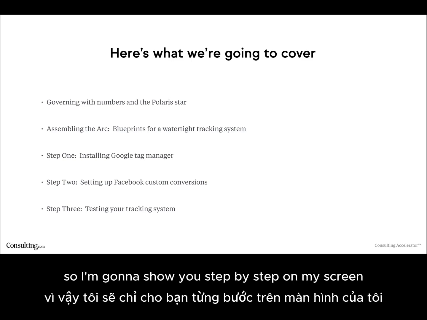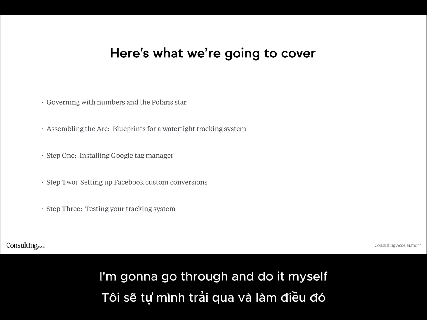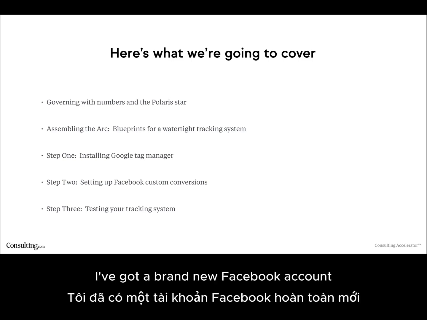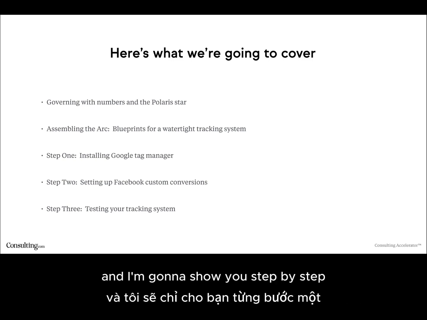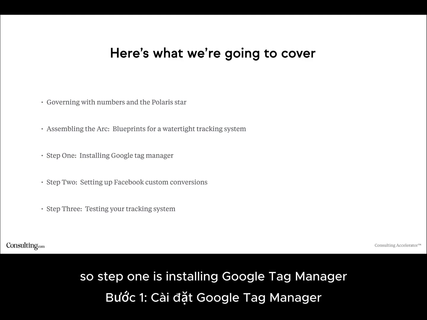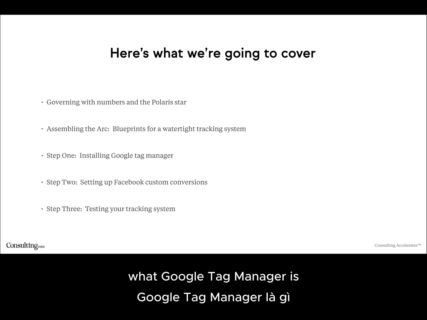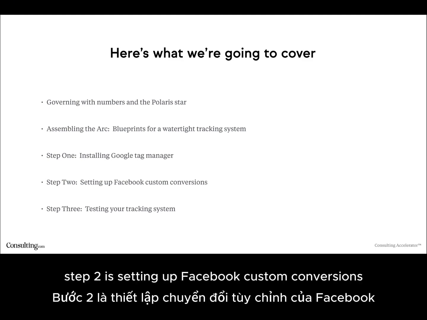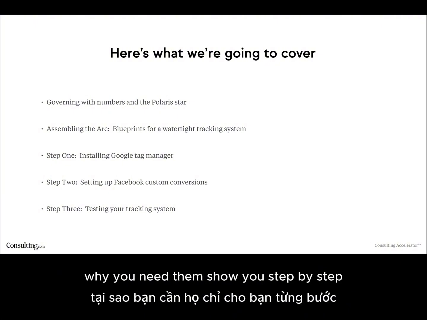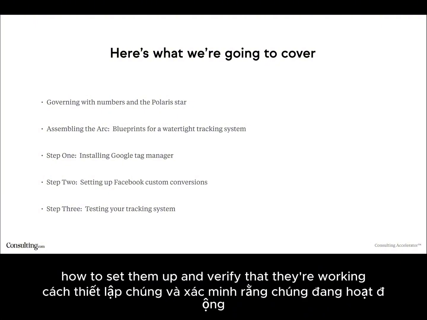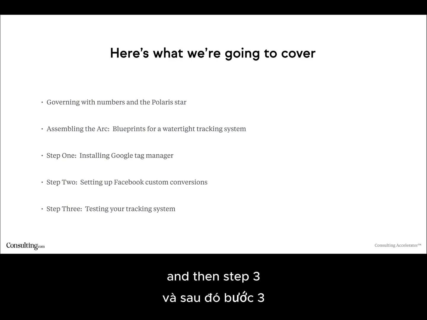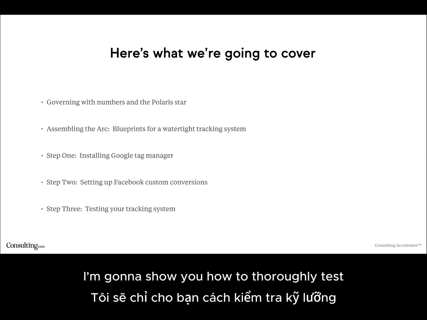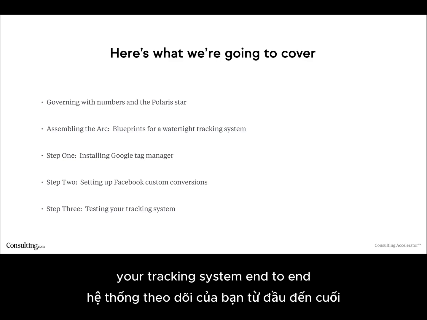I'm going to show you step by step on my screen. I'm going to go through and do it myself. I've got a brand new Facebook account open, and I'm going to show you step by step how to do all of this. Step one is installing Google Tag Manager. I'm going to show you what Google Tag Manager is and how to verify it's installed correctly. Step two is setting up Facebook custom conversions. I'm going to explain what they are, why you need them, show you step by step how to set them up, and verify that they're working. And then step three, I'm going to show you how to thoroughly test your tracking system, end to end.